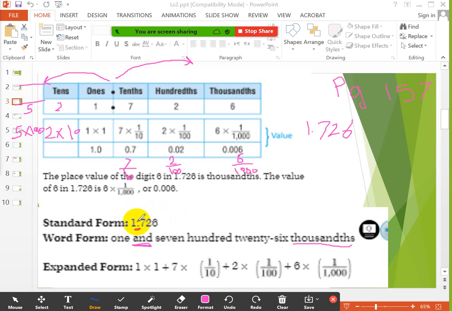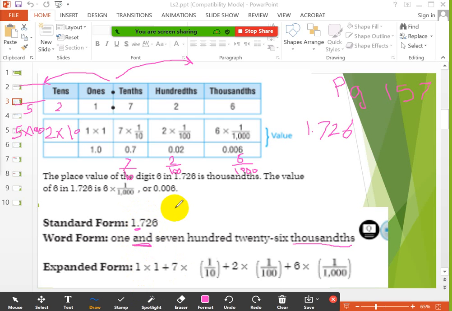What about the expanded form? In expanded form, I have to write the value of each number, according to the place value chart. Let's start with the ones, or the whole part. The ones digit here is 1. So the value in the ones will be 1 multiply 1, as we learned in the first chapter. The value of the 1 is the same number.